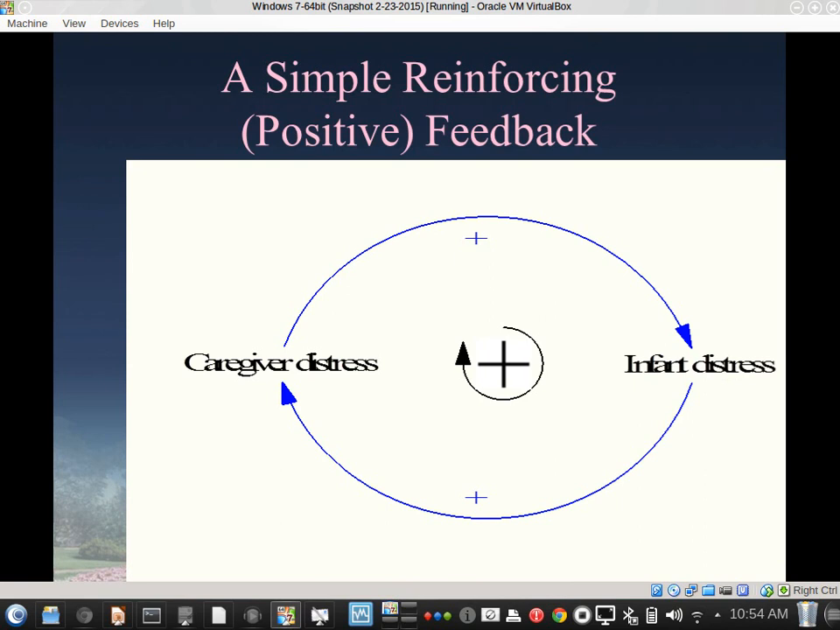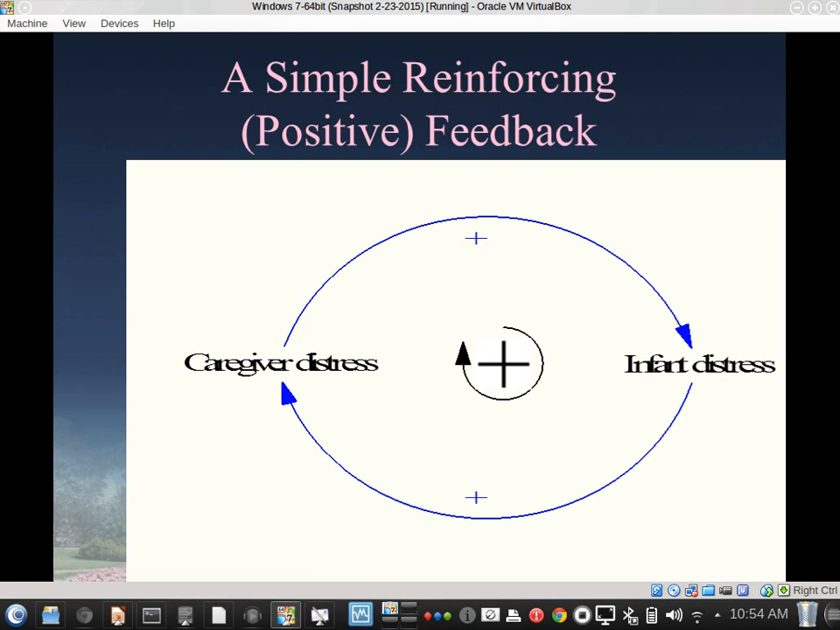You'll notice there's a link from infant distress to caregiver distress with a plus. Now, that plus doesn't mean it's a good thing. It doesn't mean it's positive in the sense of a normative judgment. What it's saying is that if infant distress rises, all other things being equal, caregiver distress will rise compared to the value it otherwise would have had.